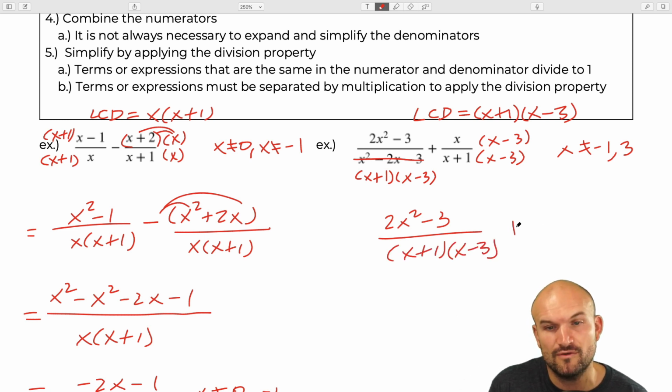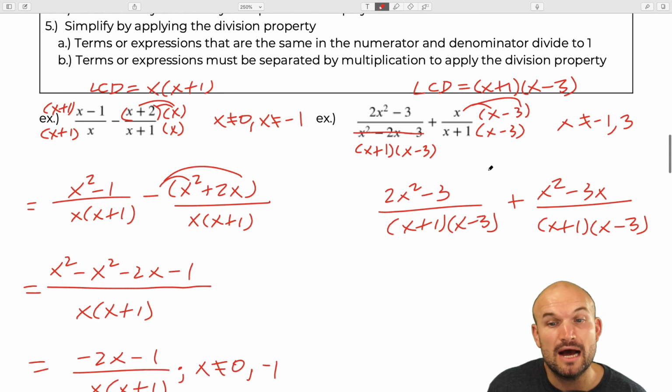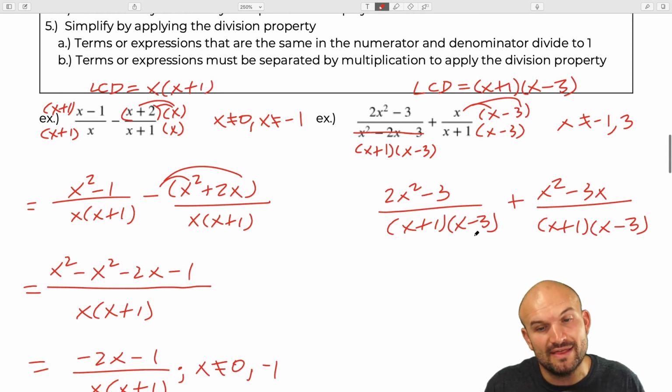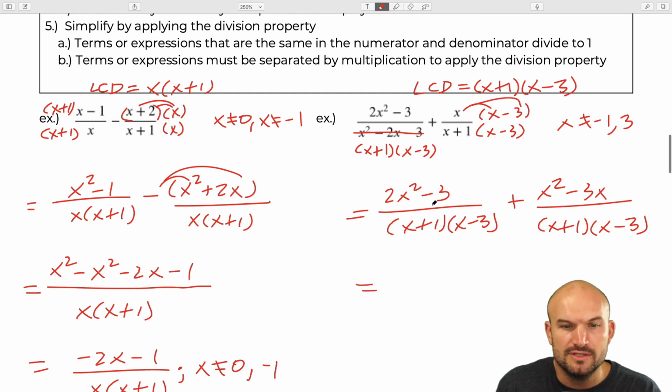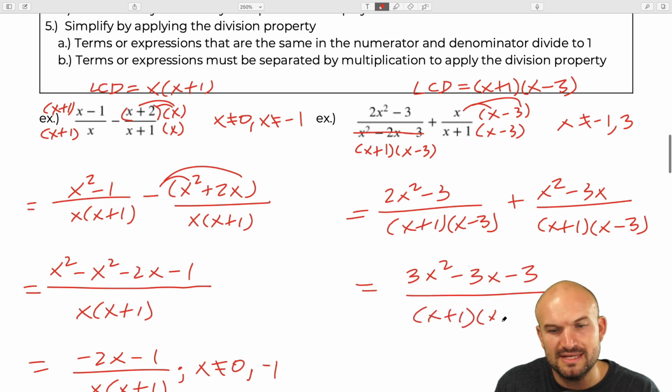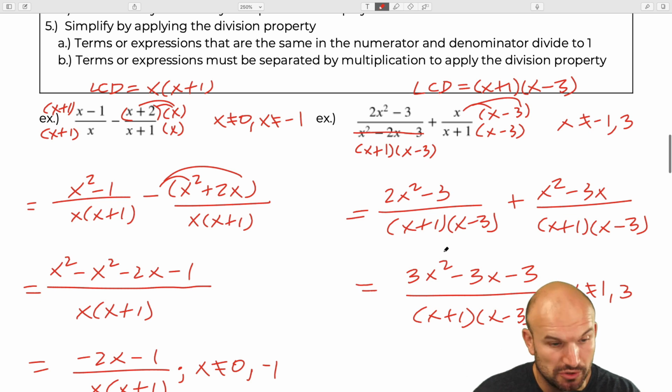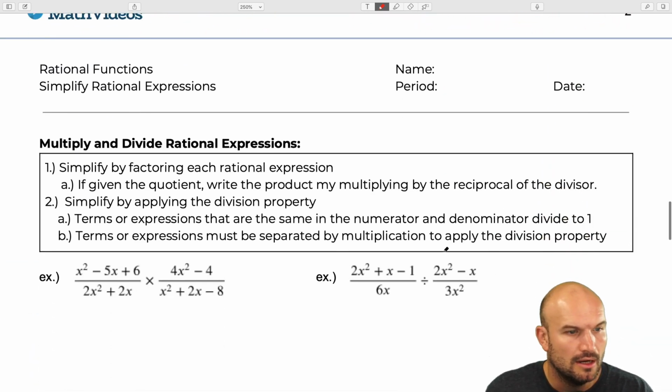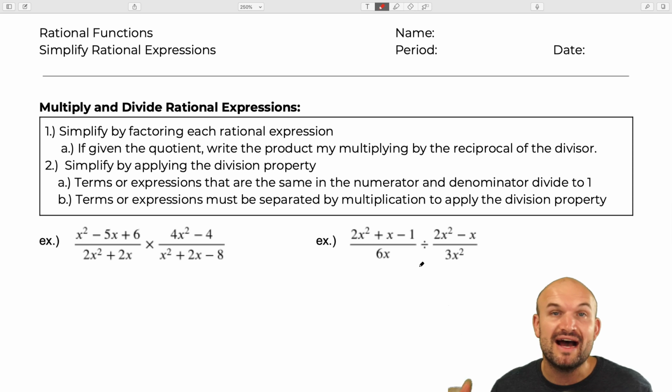I like using the factored form. Plus, again, we can use the distributive property here, x squared minus 3x divided by x plus 1 times x minus 3. Now we can just combine our like terms in our numerator and keep the denominator the same. So that will obtain 3x squared minus 3x minus 3 all over x plus 1 times x minus 3, where x cannot equal negative 1 and 3. Okay, so just keeping those excluded values. All right, now let's get into multiplying and dividing rational expressions.